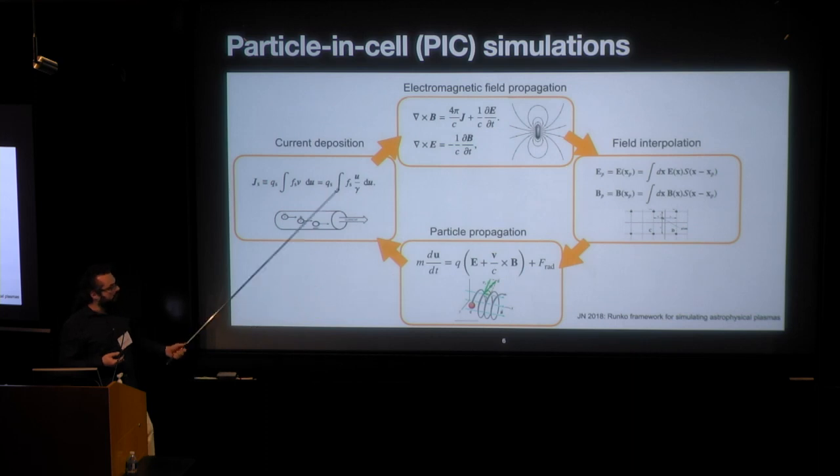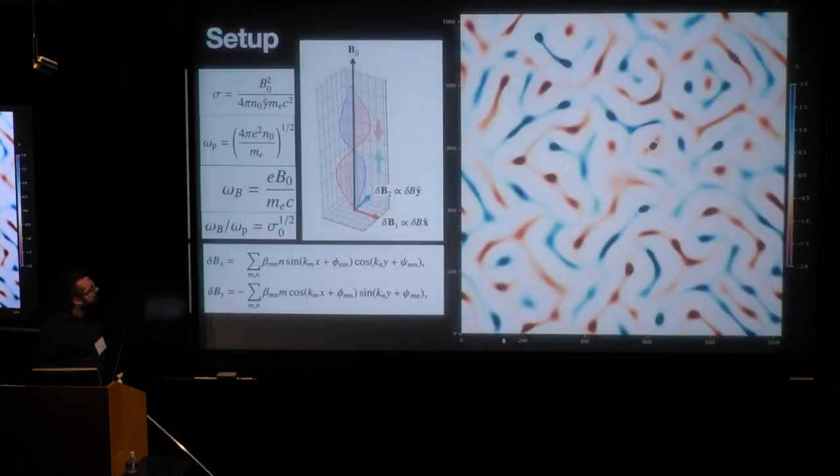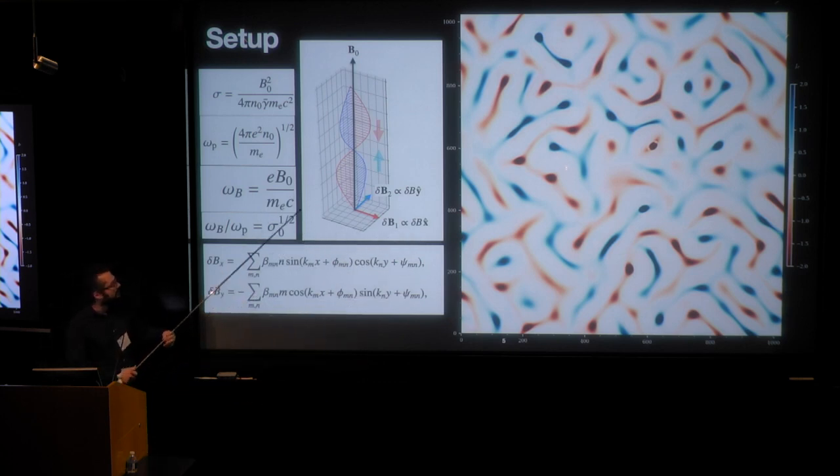Particle movement makes current. Current affects the fields, and so on and so forth in a circle. And so, how do we set up the turbulence? We have this box. This is a 2D box for simplicity, but the code is in 3D. The code is developed by Jonas, but I'm using it and trying to modify it. More on that later. The box is 2D. Fields are 3D.